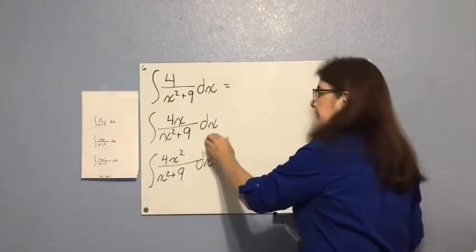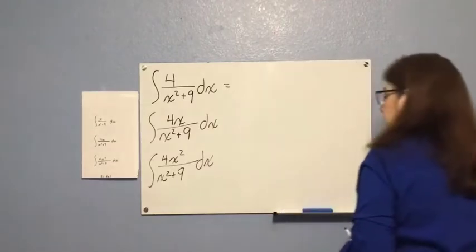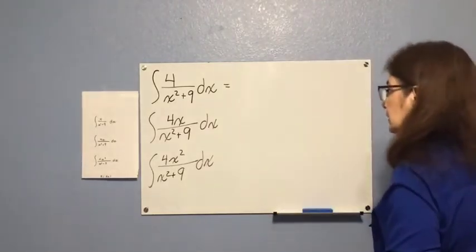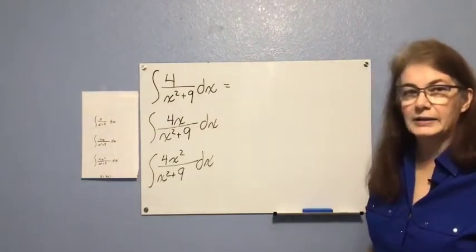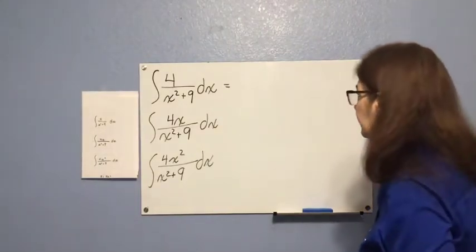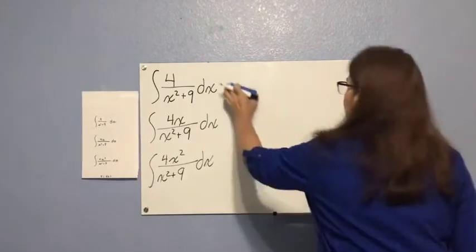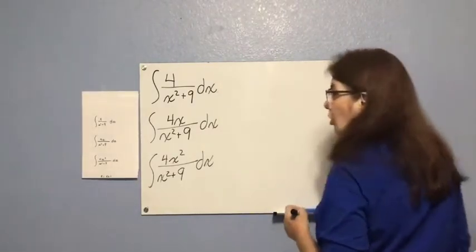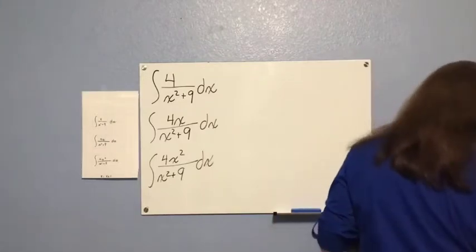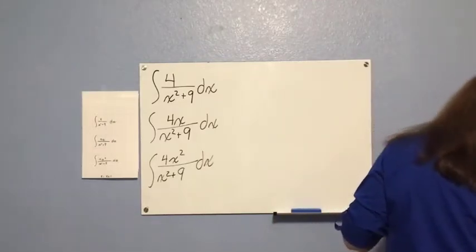Let's take a look now at the second expression. I have a 4 in the numerator again, but this time I also have an x in the numerator, so I'm going to have to do something a little bit different. In this case, I'm going to use what we call the log rule, which looks like this.